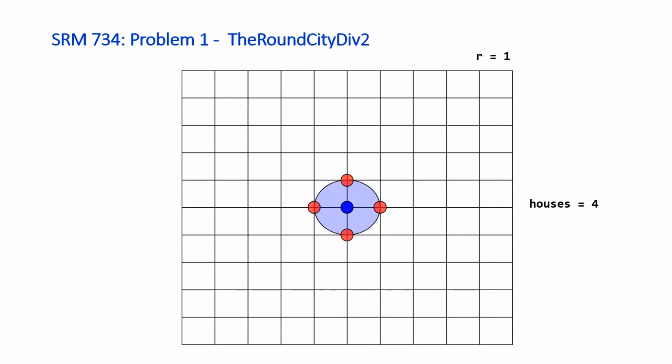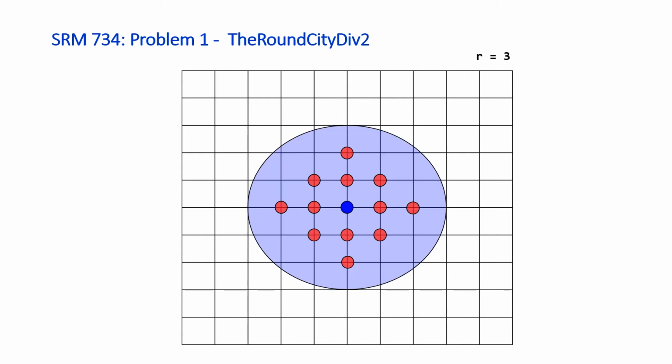For r equal to 1, we're going to end up with 4 houses. The red circles represent each one of our houses, and note that there is not a house at the coordinates 0, 0. If we change r from 1 to 2, we'll have a city that looks like this, and we will have an additional 8 houses on top of the original 4. So the total number of houses for r equal to 2 is going to be 12. If we change r from 2 to 3, it'll look like this, and once again we will have an additional 16 houses, giving us 28 houses in total.